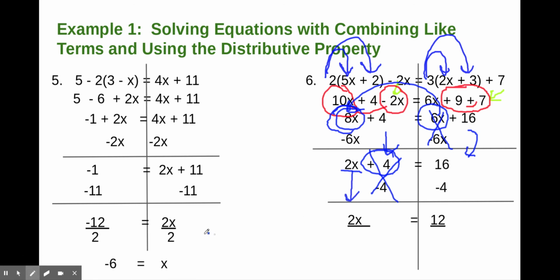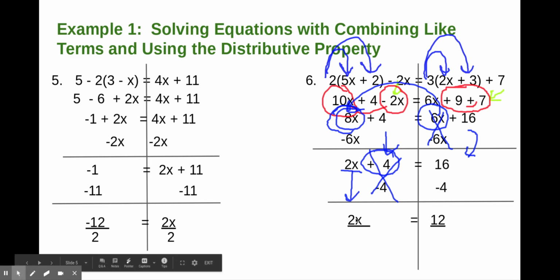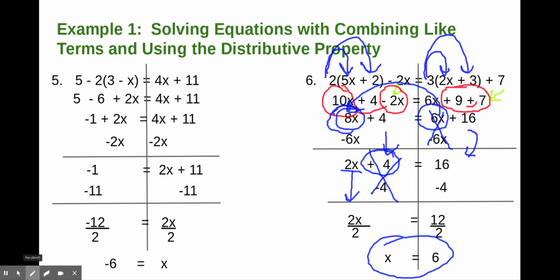Last step is to divide. Why am I dividing? Because this is 2 times x, 2 multiplied by x. To get rid of multiplication, you have to divide. So I'm going to divide both sides by my coefficient of 2, and I get x equals 6. That was a very long problem, but that is what you need to do.